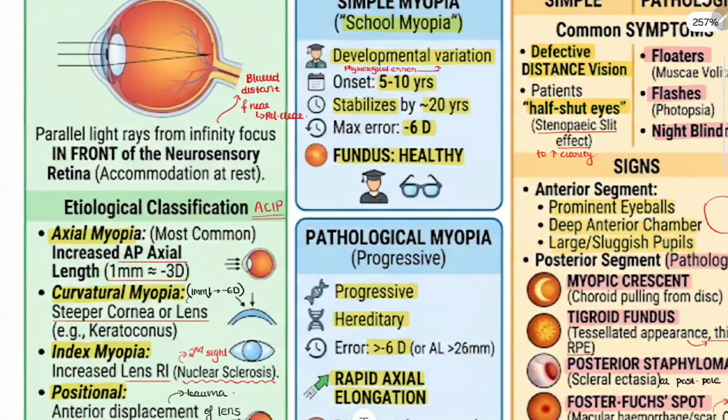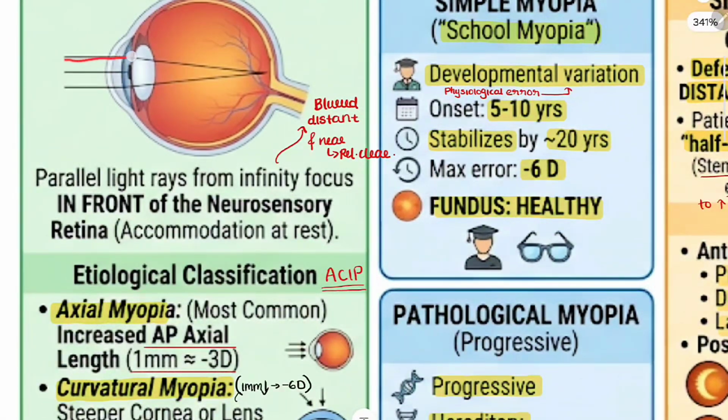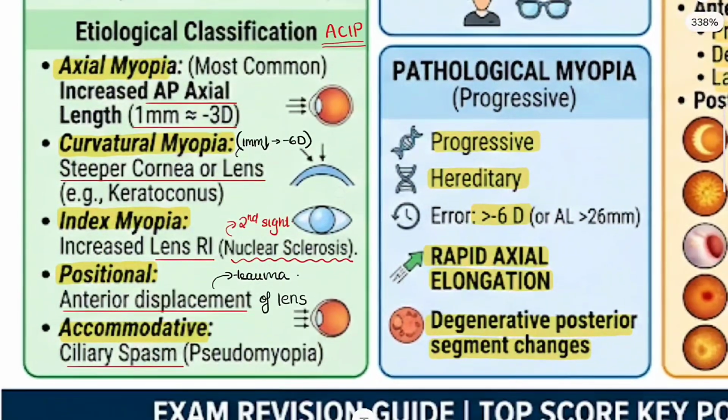So what is this myopia? It is when parallel rays from infinity focus in front of the neurosensory retina, provided that the accommodation is at rest. So parallel rays from infinity should focus in front of the neurosensory retina. It should not reach up to the retina. That is myopia. Coming to the etiological classification, remember it by ACIP.